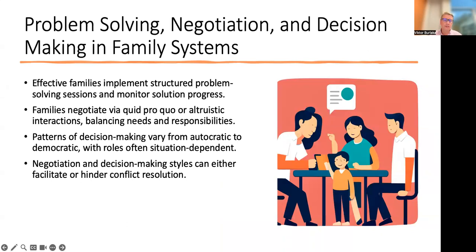Functional families navigate through problems, decisions, and daily life with structured conversations and agreed upon rules. Whether it's deciding who does the laundry or how to solve an issue, efficient problem solving, clear negotiation, and fair decision making are crucial. These elements not only shape everyday interactions, but also manage conflicts and build supportive environments. For social workers, understanding these dynamics helps to create interventions that guide family toward healthier interactions and improved communication, making sure that every member feels heard, valued, and understood.